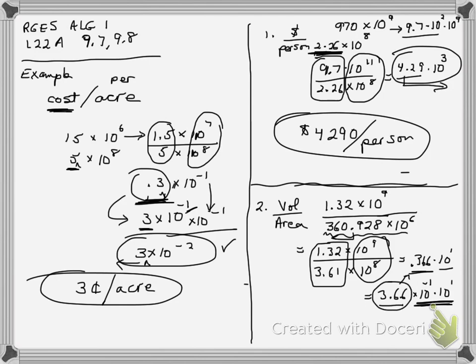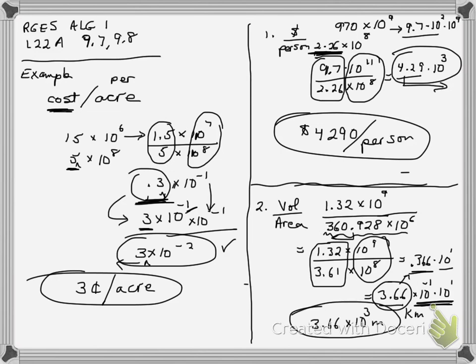Now that's in kilometers. Then they ask me, what is the average depth? 3.66 kilometers. That's the answer. And how many meters is that? Well, a kilometer is 1,000 meters. So that would be times 1,000. 3.66 times what is 1,000? 10 to the third. Okay? For meters.